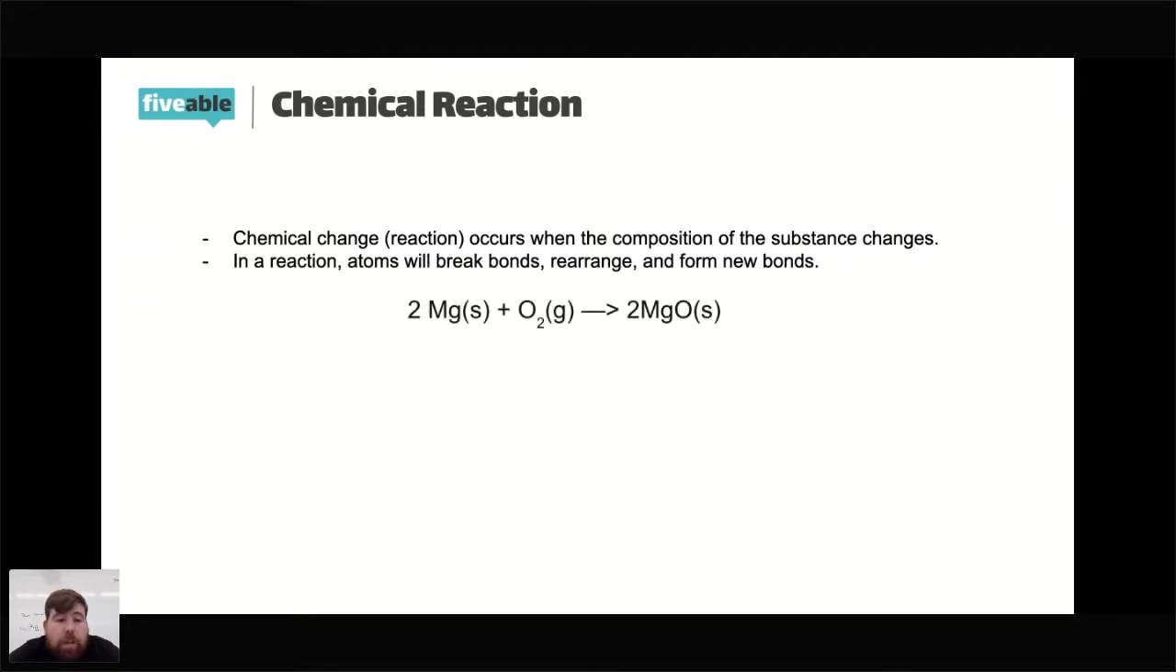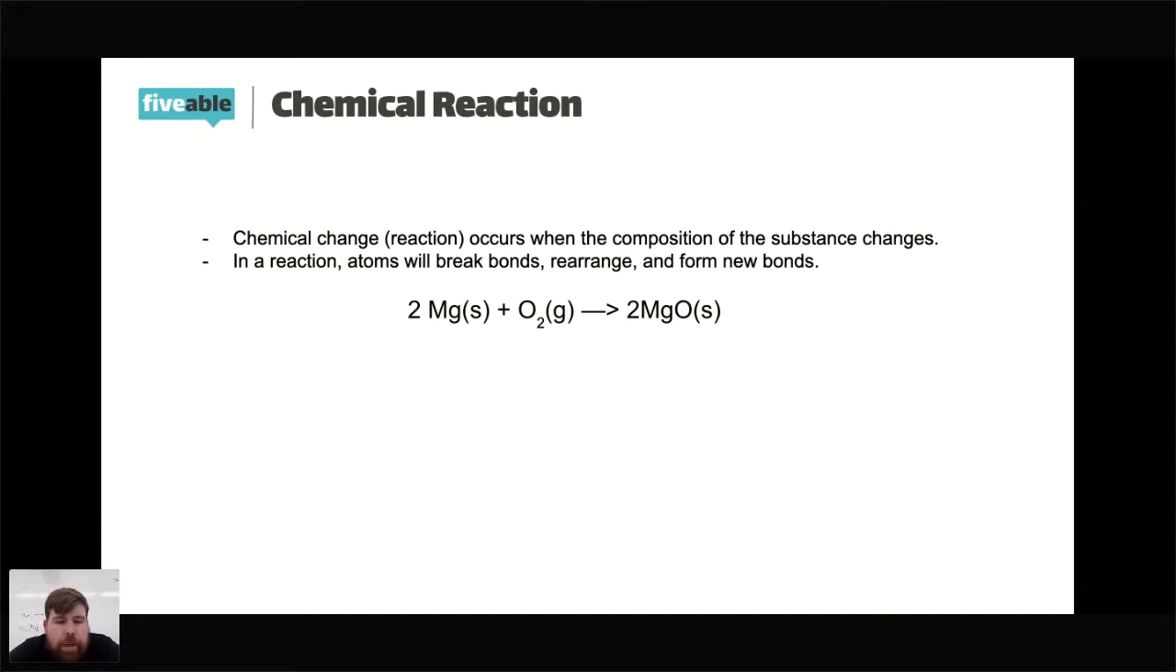Some really awesome examples of chemical reactions, which we'll talk about a lot today, but one of my favorites is igniting magnesium ribbon on fire. If you haven't seen this, I would highly recommend looking it up on YouTube. Basically, if you ignite a piece of magnesium, it releases an incredible amount of energy, and it's extremely bright. You almost can't even look directly at it.